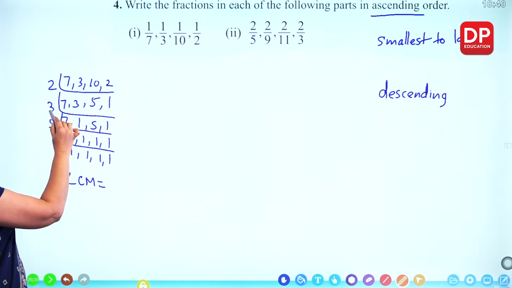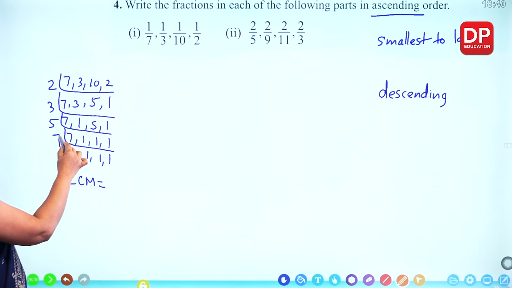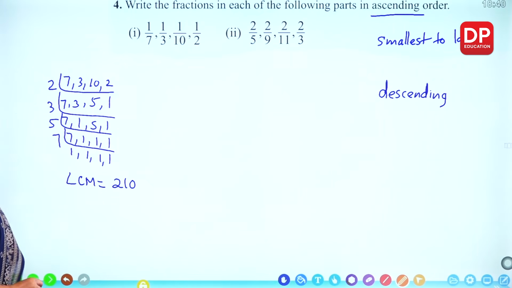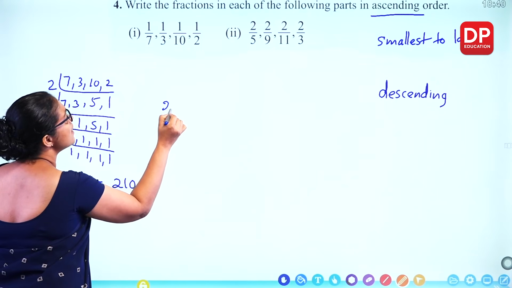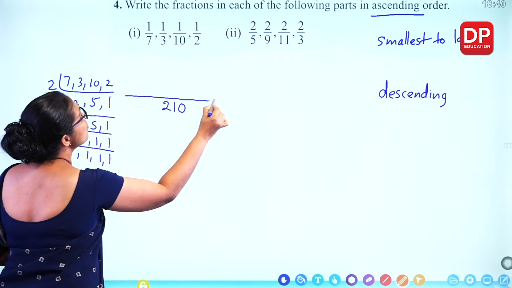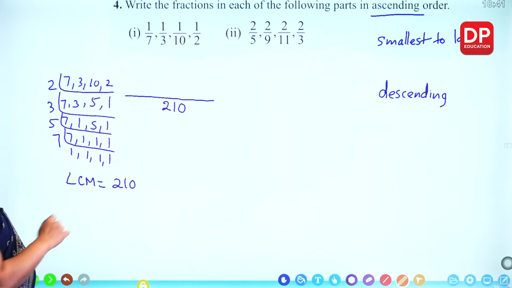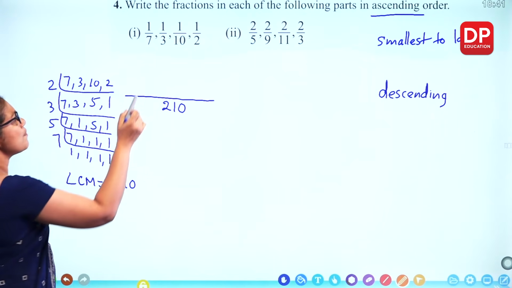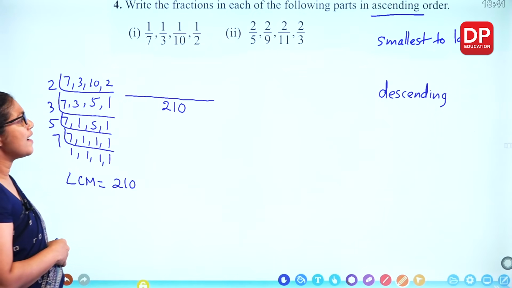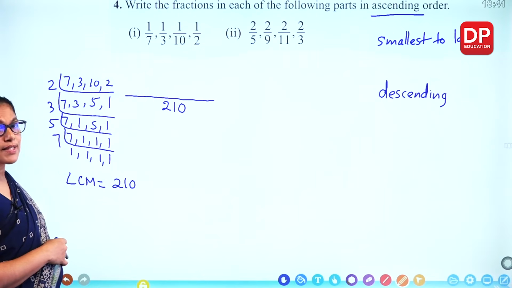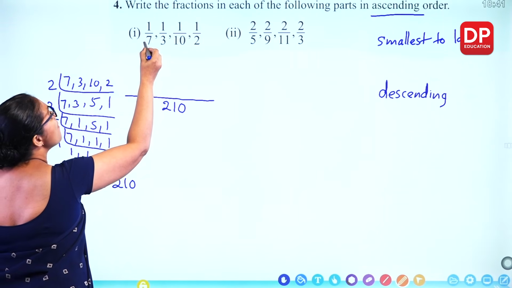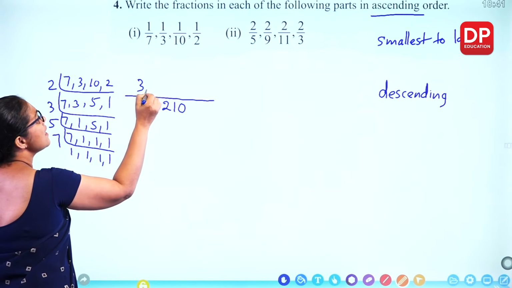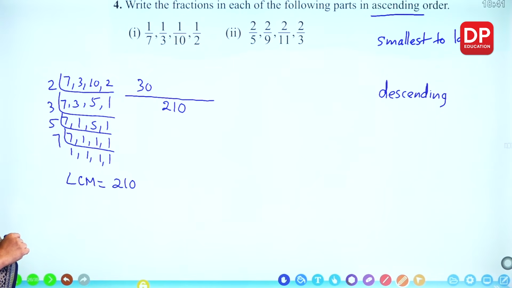2 times 3 is 6. 6 times 5 is 30. 30 times 7 is 210. So that means you have to convert everything to 210. How do you convert 7 to 210? How many times 7 is 210? Times 30. So you multiply this one by 30. So you have to do the same thing. 1 times 30 is 30.